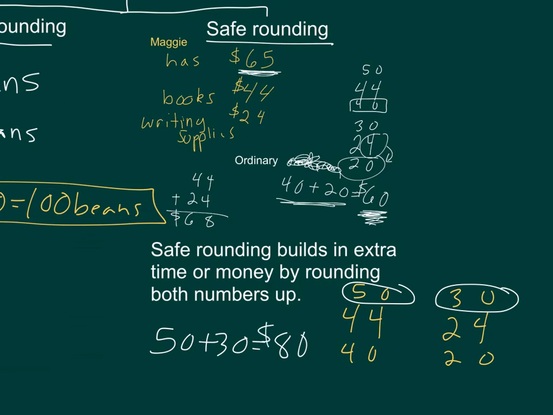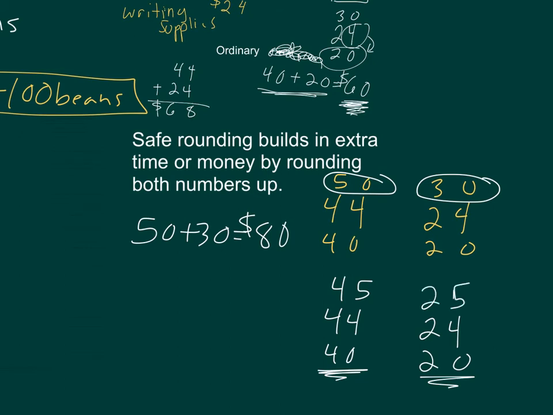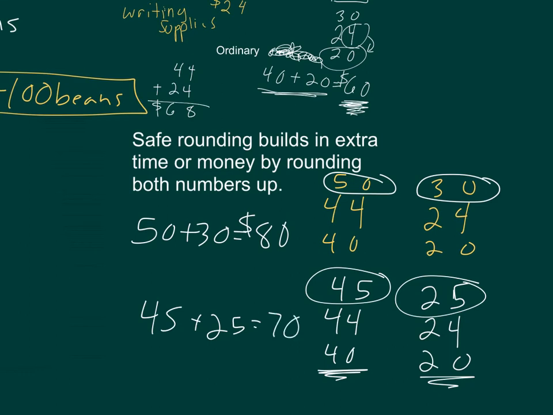Another way people do this is sometimes to round to the nearest 5, or to round up to the next 5, sorry. So in this case, rounding down to the nearest 5 would still be 40 and 20, but rounding up would be 5 more. 40 plus 5 is 45, and 20 plus 5 is 25. So in this case, if I take those rounded up numbers, 45 plus 25, it says that it's going to cost about $70, which again is not enough money.